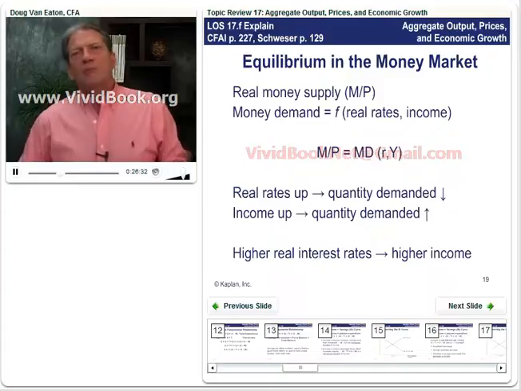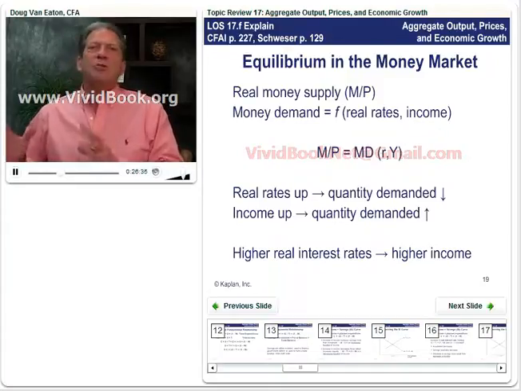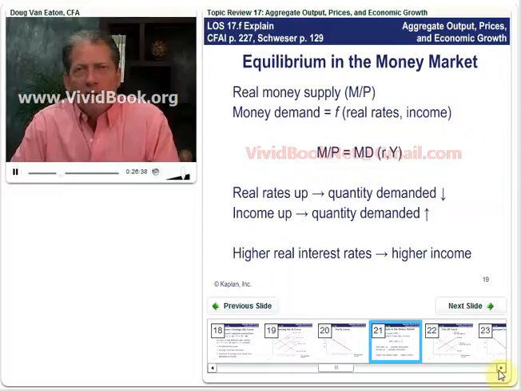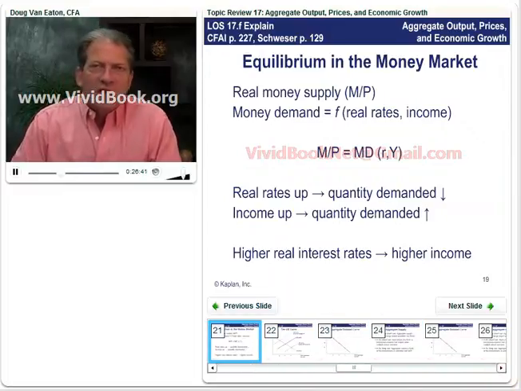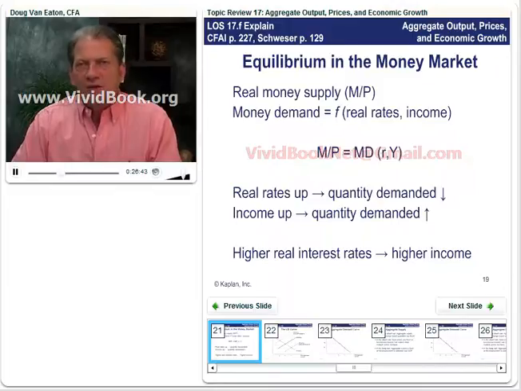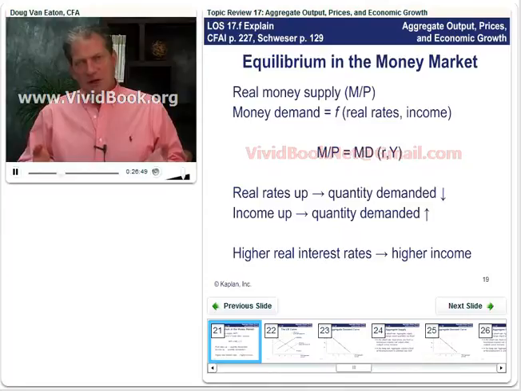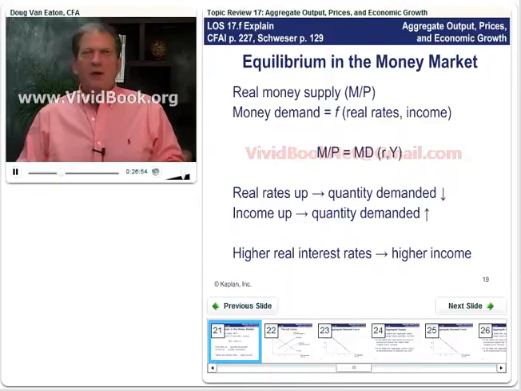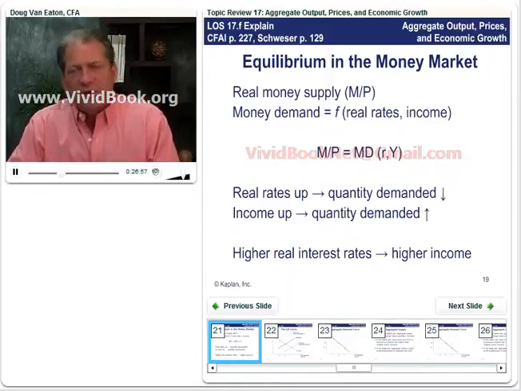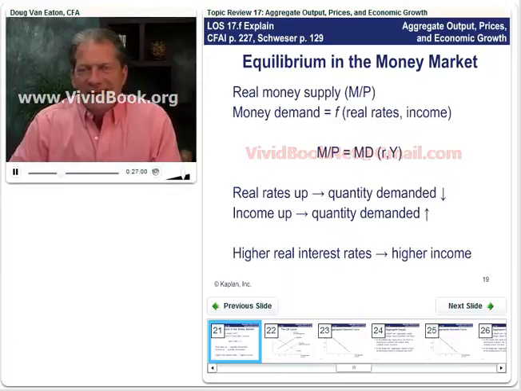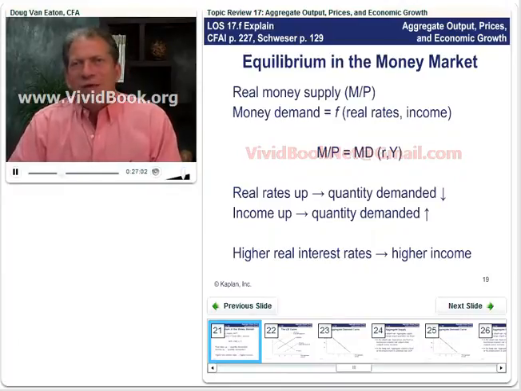So now we need to talk about our LM curve. We need to talk about equilibrium in the money market. We're going to define the real money supply as just the nominal money supply, M, divided by the price level, right? So at higher prices, if we keep the nominal money supply constant, the real money supply falls as prices increase. And we think money demand is essentially a function of two things: real interest rate and incomes. When incomes are up, people want to hold more money. They want to hold more money for transactions purposes primarily.